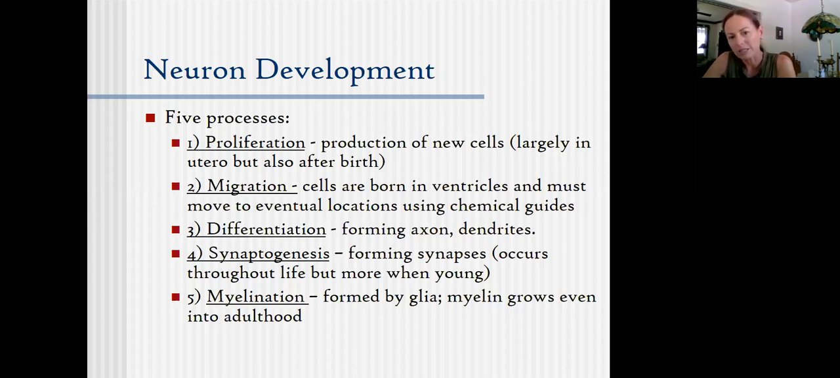And once the cell gets over there, we start to see differentiation, where they start to look different from any other cell. And that's the formation of axons and dendrites. Finally, synaptogenesis. Genesis means the beginning. So the beginning of synapses, and that's where you start to see these neurons hooking up with one another.